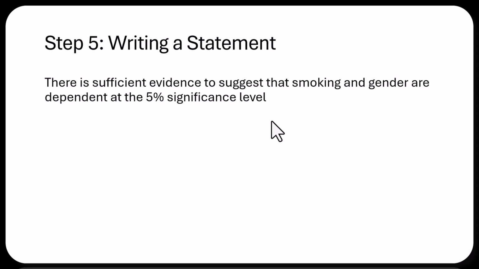So let's do that. So in this problem, remember, we're asking, are smoking and gender dependent or independent? And our alternative hypothesis, which we are supporting, is that they are dependent. So we would say there is sufficient evidence to suggest that smoking and gender are dependent at the 5% significance level.